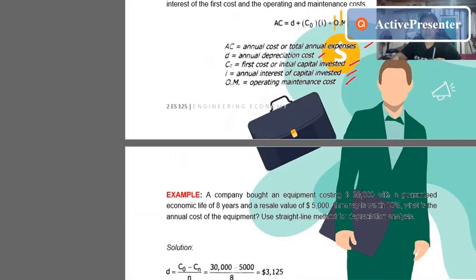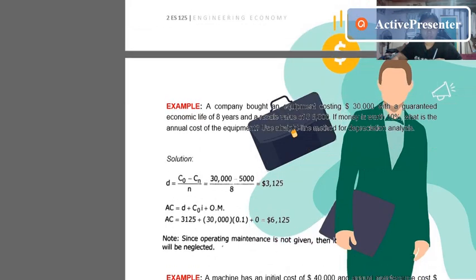So let's try a problem for annual cost. A company bought an equipment costing $30,000 with a guaranteed economic life of 8 years and a resale value of $5,000.